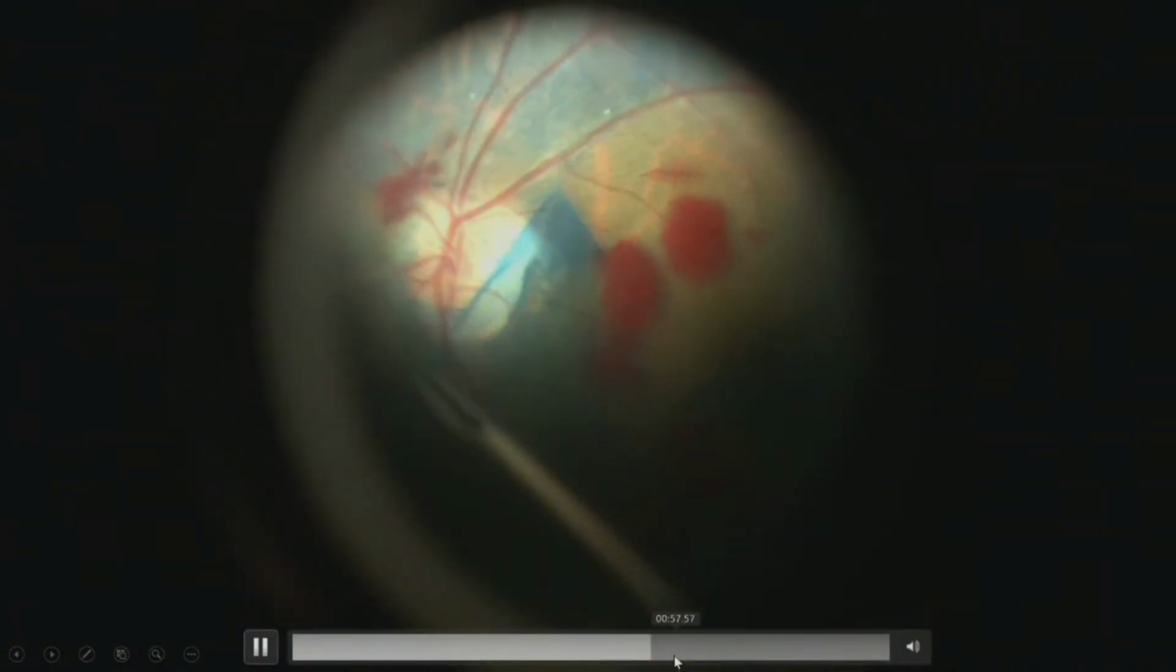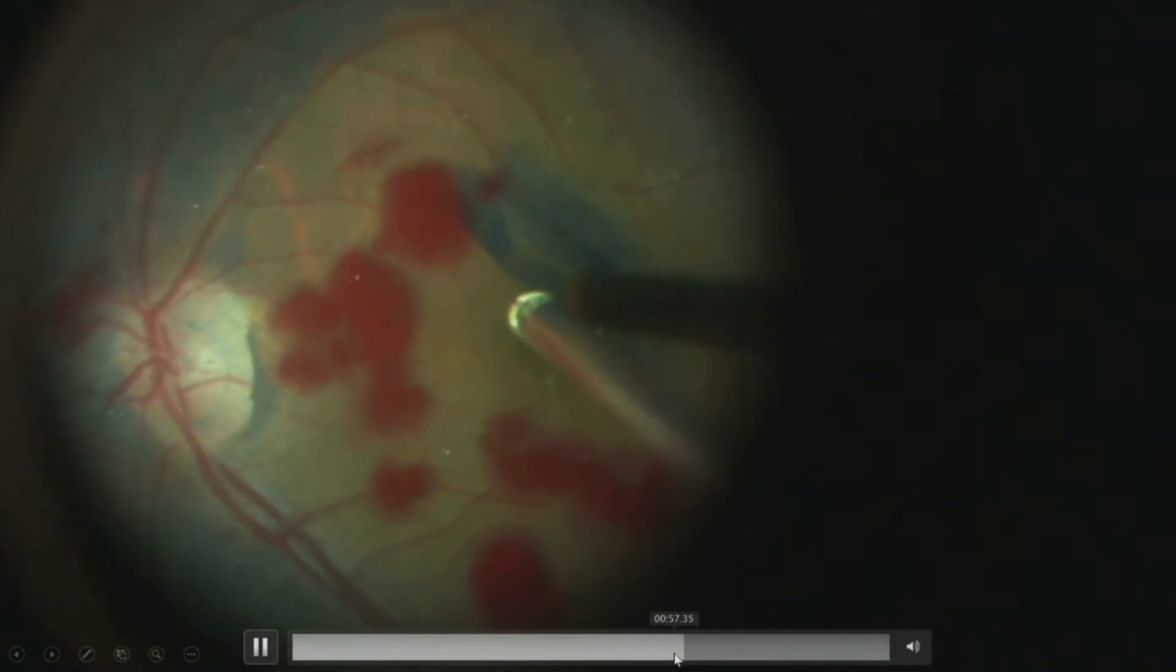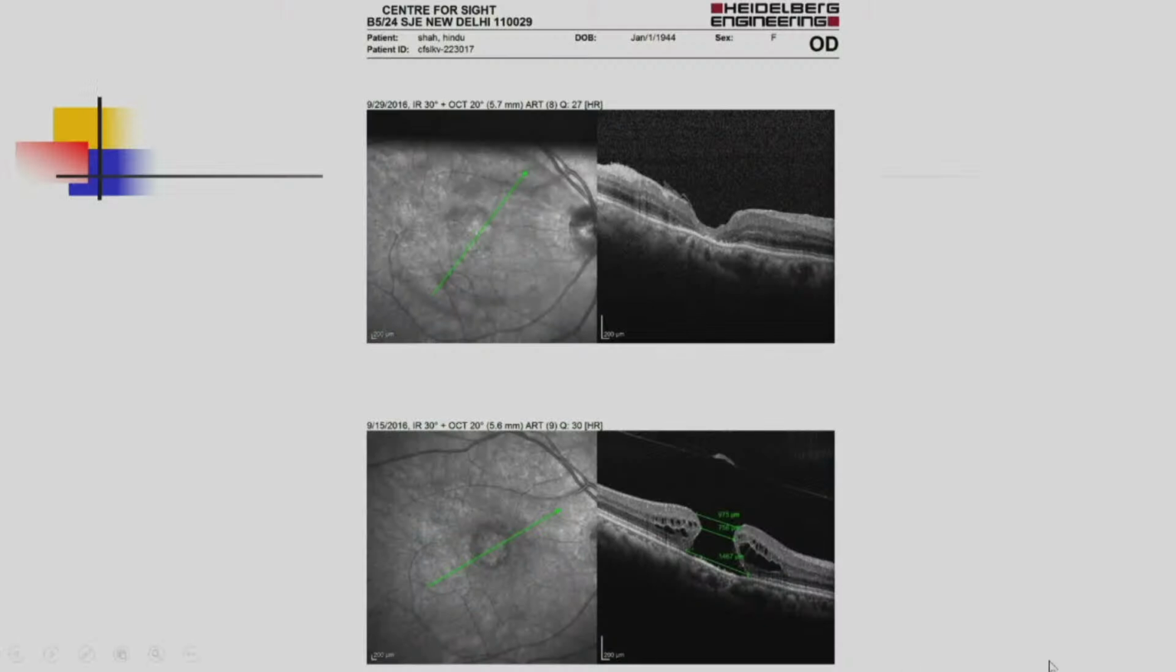And at the end, what we'll normally do is just trim it so that it's not such a big flap. And this is the end result of this patient. It's a type 1 closure. Notice the hole diameter is 1467. It's an extra large kind of macular hole.